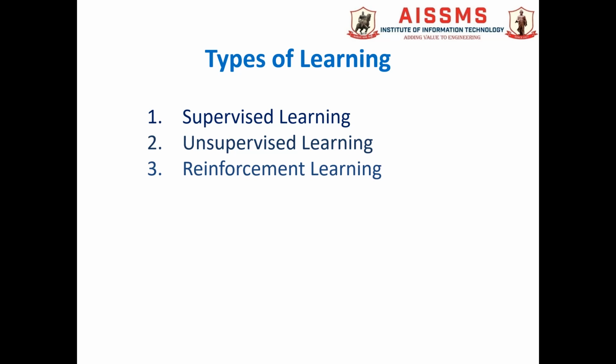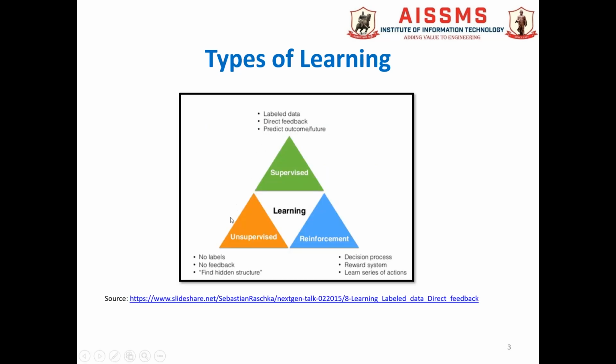As far as machine learning is concerned, the learning types are categorized as either supervised learning, unsupervised learning, or reinforcement learning. In this diagram, you can observe the difference. In supervised learning, the label data is used. Using the label data, direct feedback is given from the output to the input, and various parameters for learning are updated, and prediction about the future can be done.